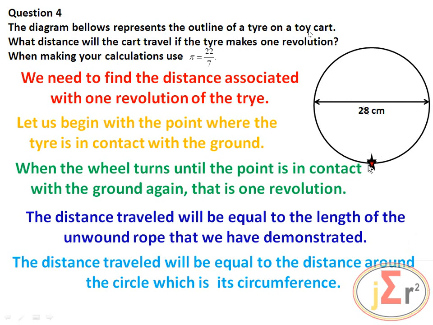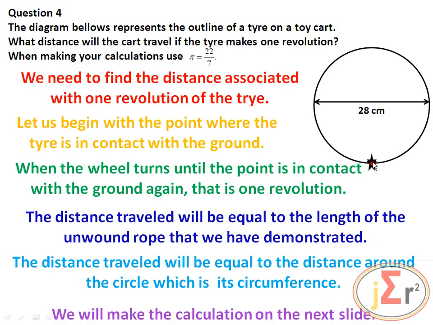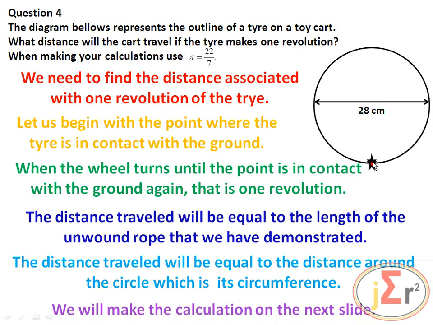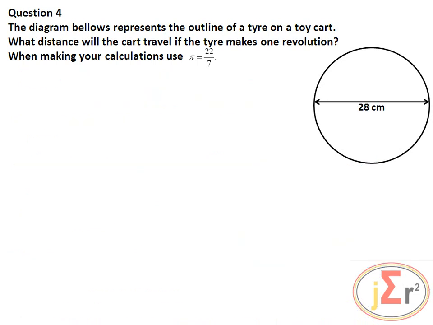traveled if it moves in such a way that the point that is on the ground goes all the way around and returns to be in contact with the ground again. And it is also the distance or the length of the rope that is wound around the tire exactly once. We will make the calculation on the next slide.